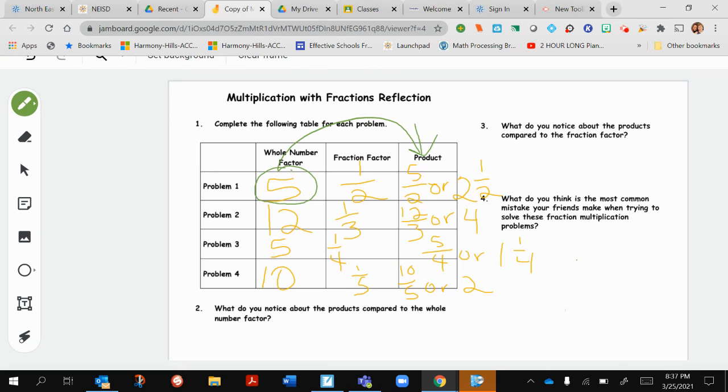Number 3, what do you notice about the products compared to the fraction factor and the product? Okay. And this is on all of them. I'm only circling the first one because then it'll get really sloppy. And number 4, it says, what do you think is the common mistake your friends make when trying to solve these fraction multiplication problems? What do you think would be the common mistake in here? Your personal opinion, typing it out, writing it down, and be ready to share tomorrow.